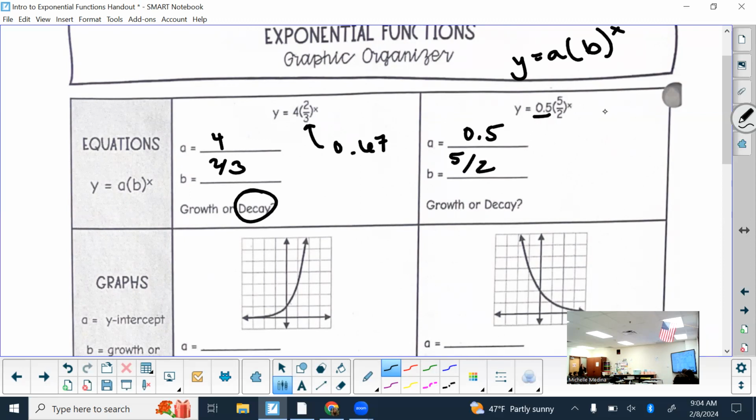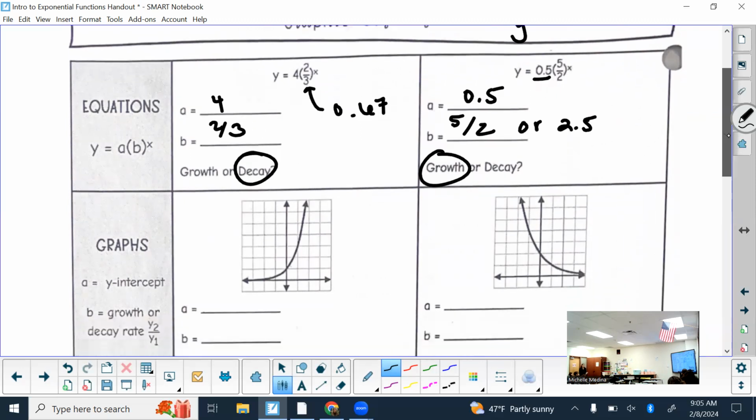Will this be growth or decay? Growth. Because 5/2 is the same thing as 2.5. If you put in your calculator, that is definitely bigger than 1. So it should be growth.